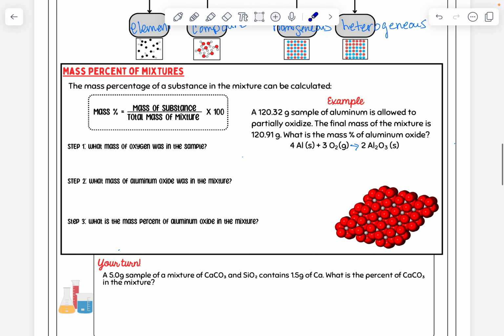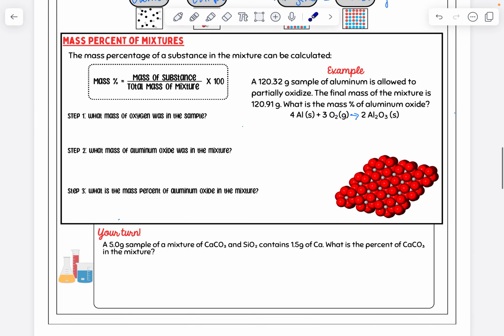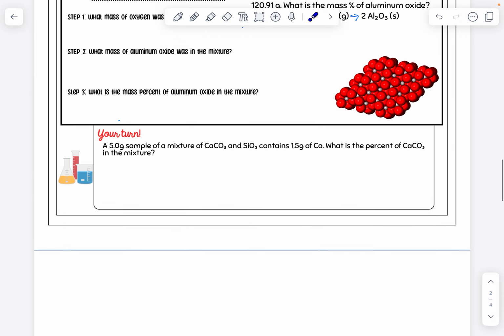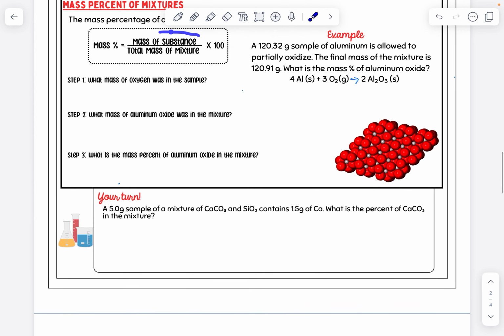So there's a bunch of different types of mixture problems, and so it's good to practice them because there's different ways you can be asked to find the percent of a substance in a mixture. So you really have to read the problems carefully and determine how you're going to approach them. So we're going to do a couple examples here. So how do you find the mass percent of a mixture? Well, you take the mass of the substance that you're asked to find over the total mass.